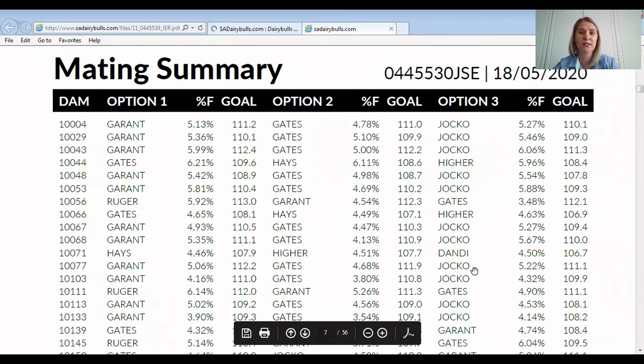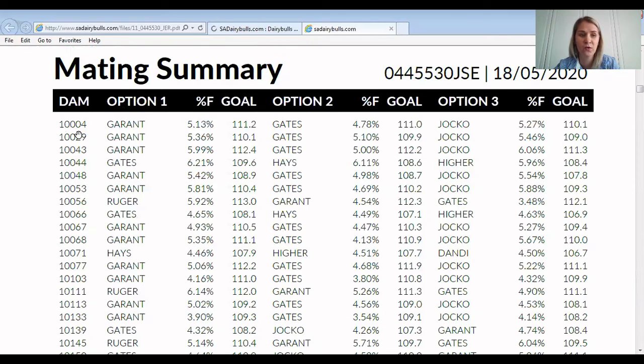And here we come to what it is all about, and it is the actual matings of our animals. So we use again 10004. The first option was Garant, which gave us an inbreeding of 5.13%, a breeding value of 111. Gates was a lower inbreeding percentage, but a slightly lower breeding objective over here.